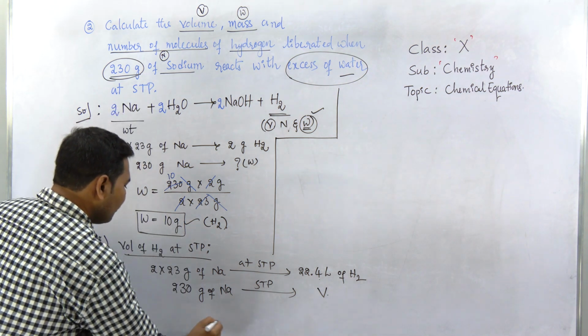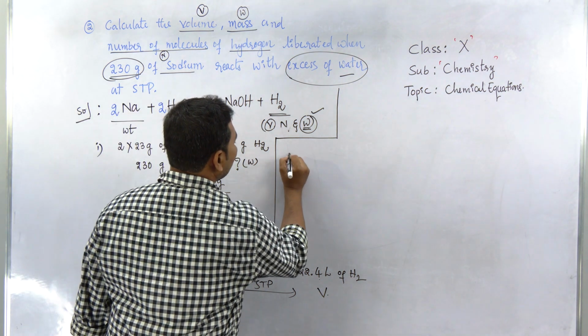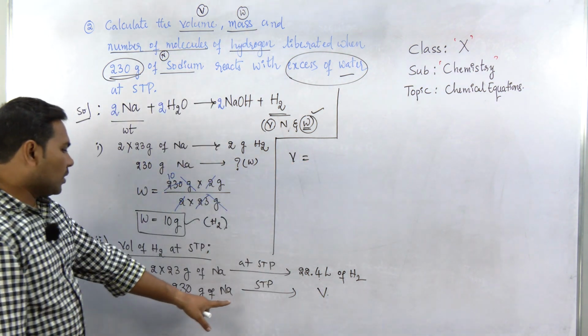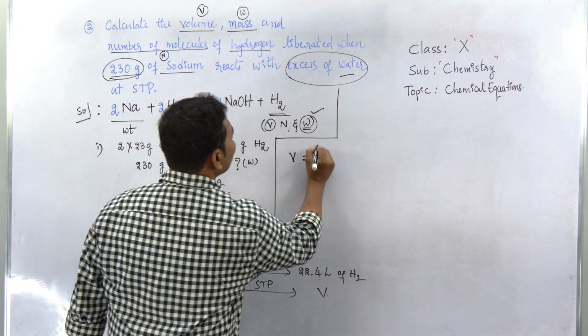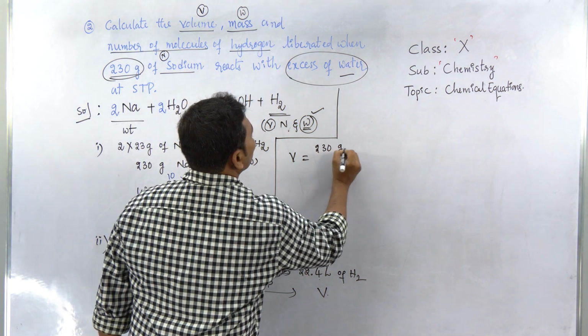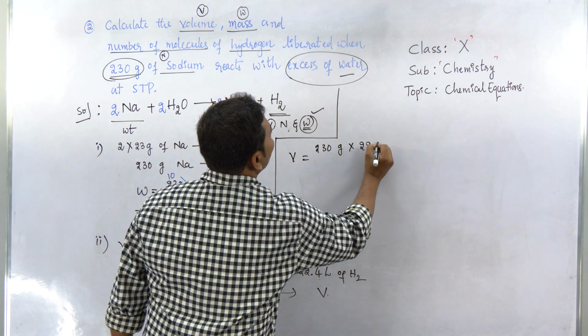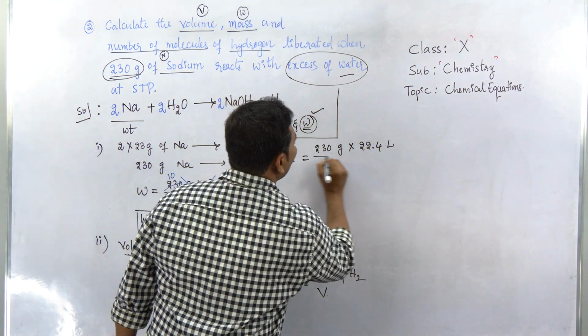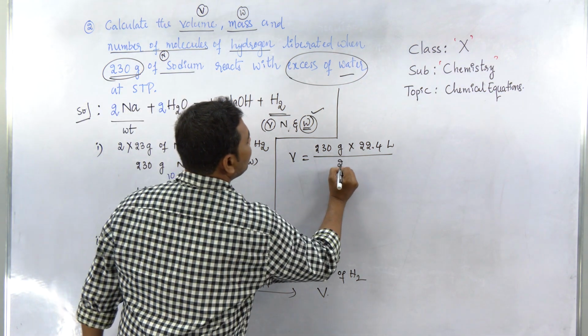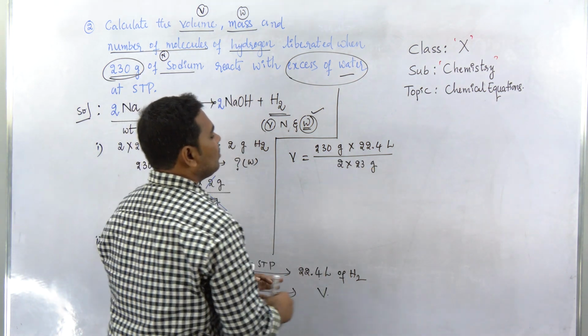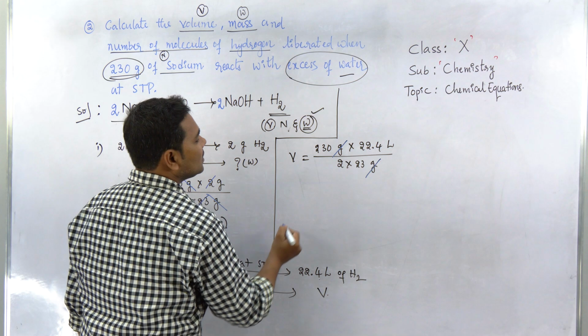Right, then V is equal to, we have to cross multiply here. V is equal to 230 grams into 22.4 liter, that is 230 grams of sodium into 22.4 liter of hydrogen, divided by 2 into 23 grams, right? 2 into 23 grams. So what happens here? The grams get cancelled, right?